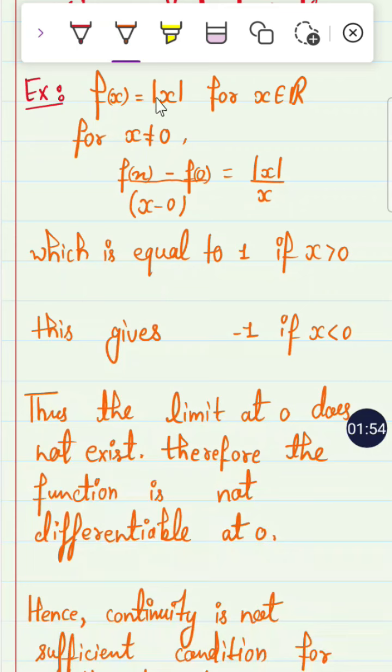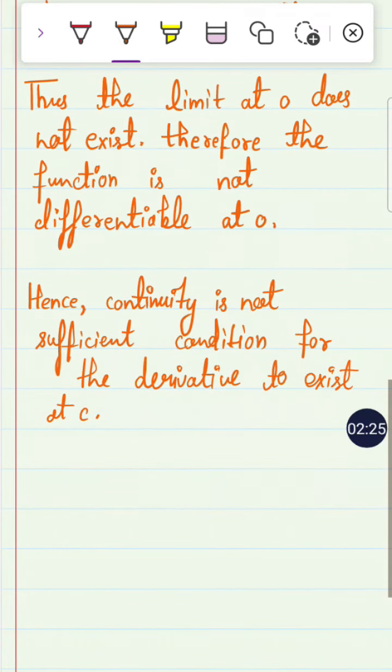Let us take an example, f(x) equals mod of x for x in R, and then the derivative of the function is mod of x upon x. If x is greater than 0, the derivative exists and the limit of this is 1, and if x is less than 0, then it is minus 1. So the right hand and left hand limits both exist but are different, therefore the function is not differentiable at 0. Hence this implies continuity is not a sufficient condition for the derivative to exist at c.